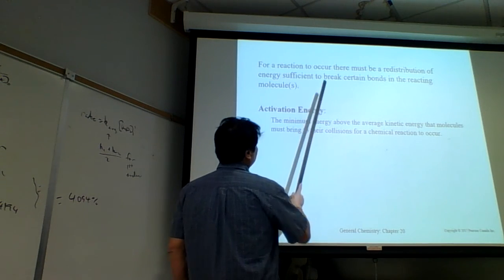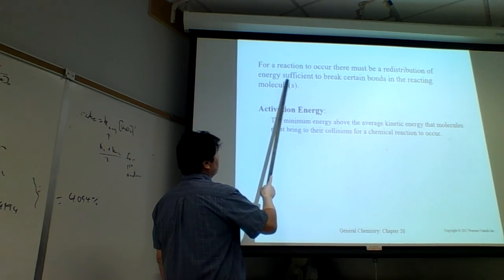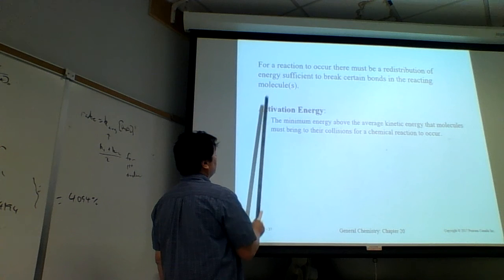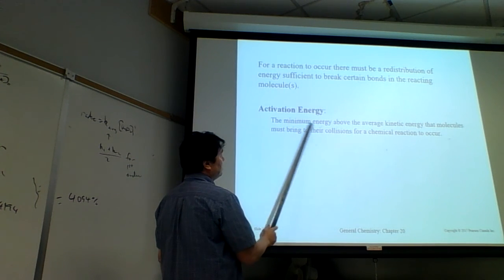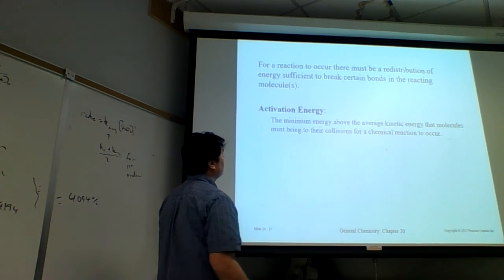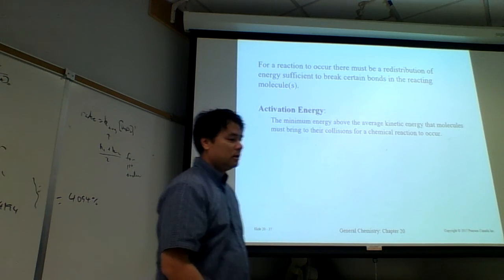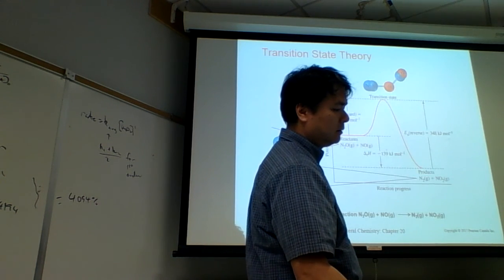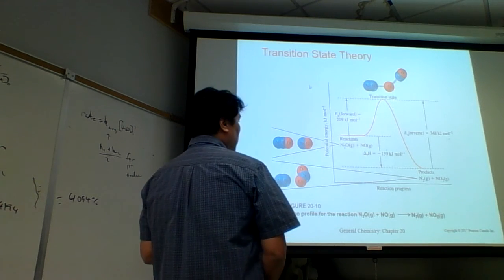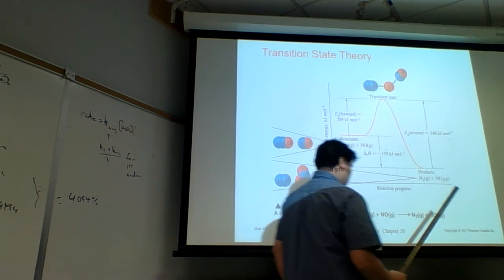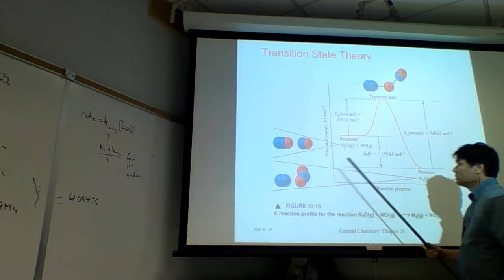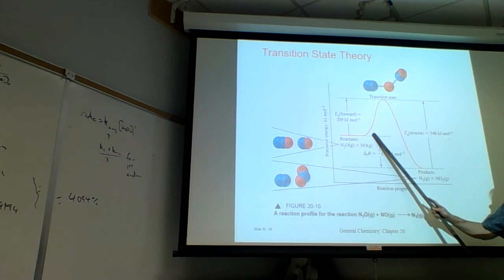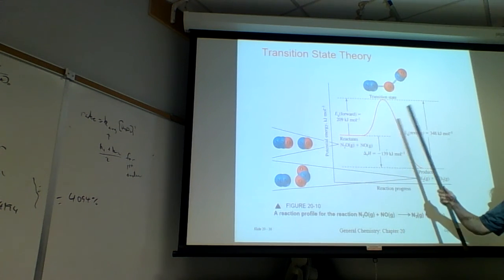For a reaction to occur, there must be a redistribution of energy sufficient to break certain bonds in the reacting molecule. This is called the activation energy. The minimum energy above the average kinetic energy that molecules must bring to their collisions. In other words, activation energy is what we need to get these to react. That's one way of visualizing the activation energy, based on the population. The other way of visualizing the activation energy is based on this.